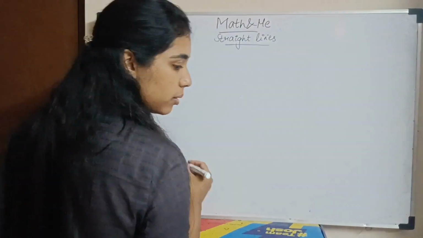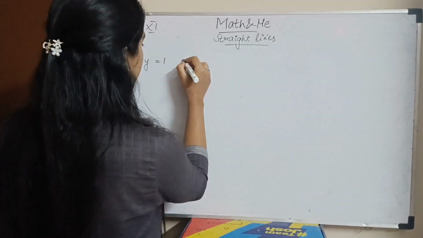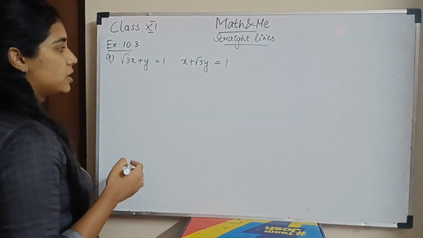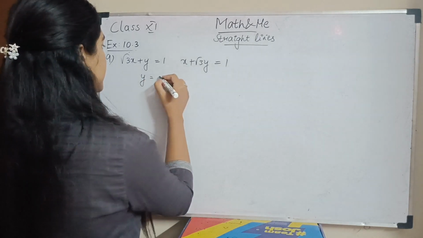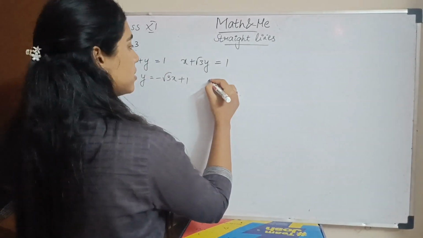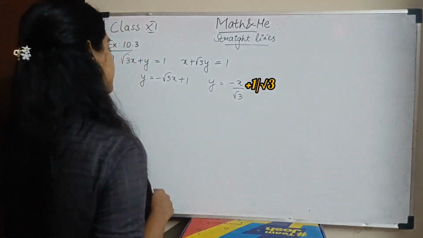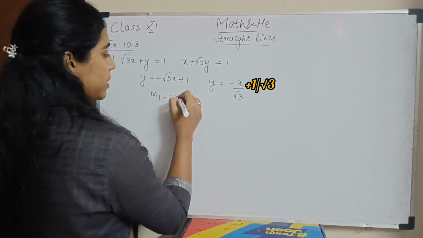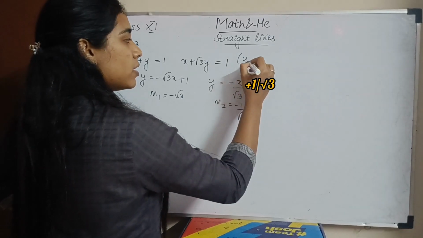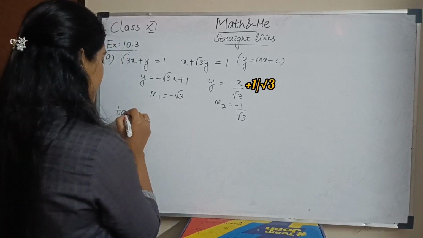Question number 9. Find the angle between the lines root 3x plus y equals 1 and x plus root 3y equals 1. So what do I have? Y equals minus root 3x plus 1. Here y equals minus x divided by root 3 plus 1. So the slope here is minus root 3. The slope here is minus 1 by root 3 because it is of the form y equals mx plus c. Correct? So now what is the angle between the two lines?